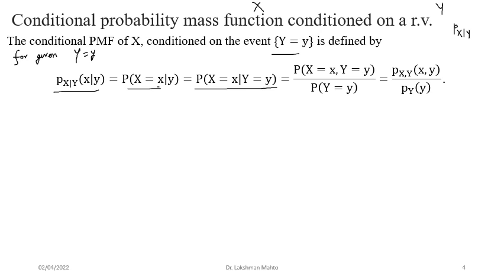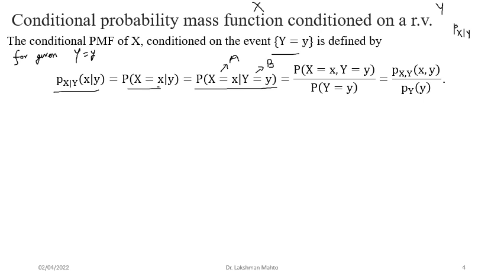The value of this conditional probability mass function at x conditioned on y is defined by this probability, and further we elaborate it. It is talking about the probability that the random variable X is observing value x, given that Y has already observed value small y. Okay. So it is just one event and another event. You can call it A, you can call it B. So we are trying to find the probability of A given B.